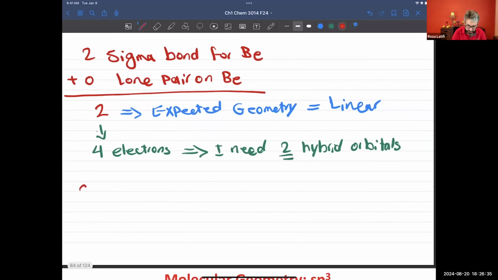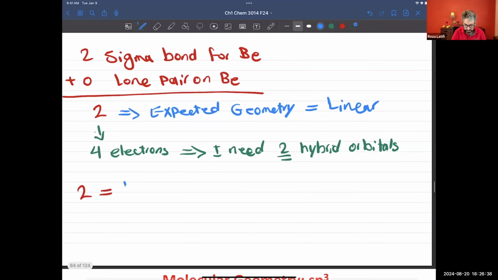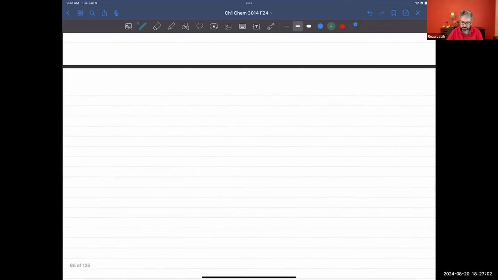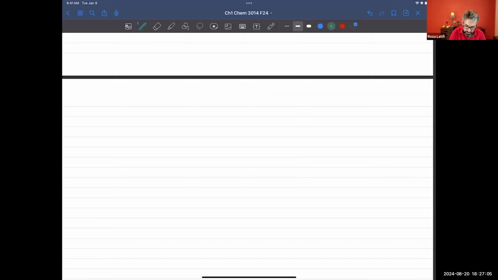Let's start with 2. Here you go, 2. We're going to use 1 from S. We need 1 more orbital. Remember, always you have 1 from S, 3 from P, and 5 from D. So we're going to use 1 box from S. Then we need 1 from P, and that's going to give us 2 orbitals of S1, P1. So the hybridization will be SP. Next, this is beryllium. It has 2 hybrid orbitals.